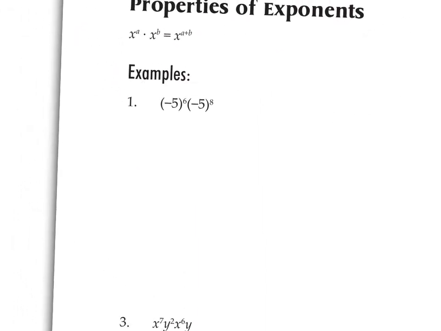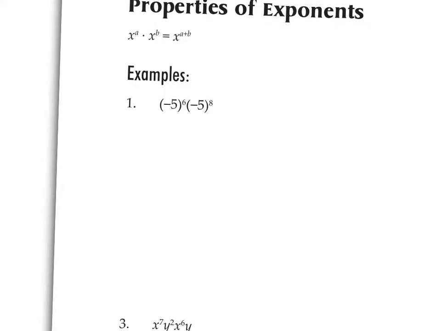So we're going to practice on this page, this one rule, and it's stated again up here at the top. x to the a times x to the b equals x to the a plus b. That just means that when the base is the same, you can multiply these expressions by keeping the same base and just adding the exponents.